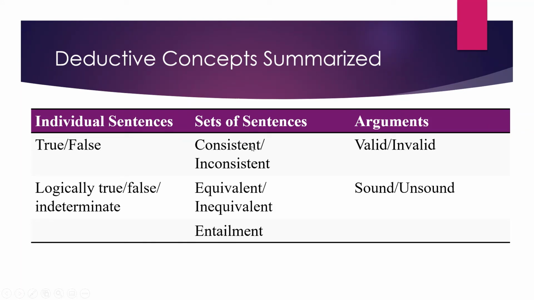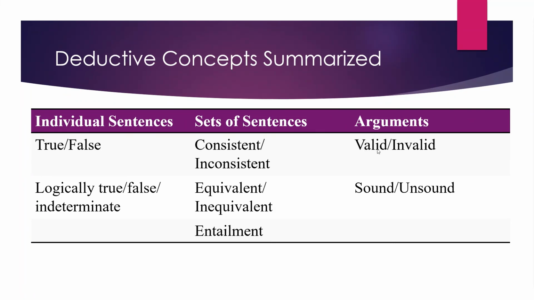Pairs or sets of sentences are equivalent if it is impossible for one to be true while the other is false, meaning they have the same truth values, and they're inequivalent if it's possible for their truth values to differ. A set of sentences entails another sentence if it's impossible for the set to be true and that other sentence to be false at the same time, which is very similar to the definition of validity, right? It's almost identical: it's impossible for the premises to all be true and the conclusion to be false at the same time. That's what makes an argument valid. If it's possible to have all true premises and a false conclusion, then that argument is invalid.